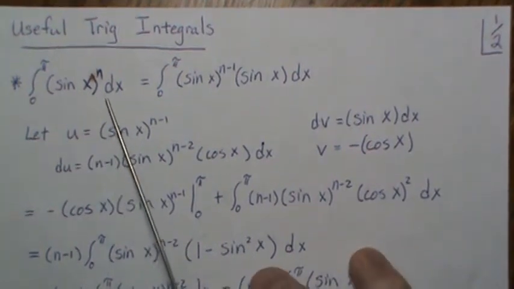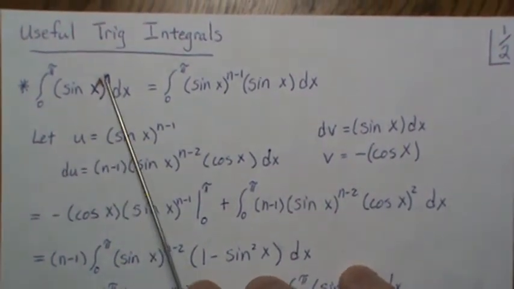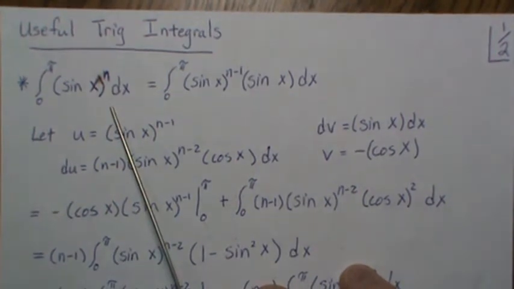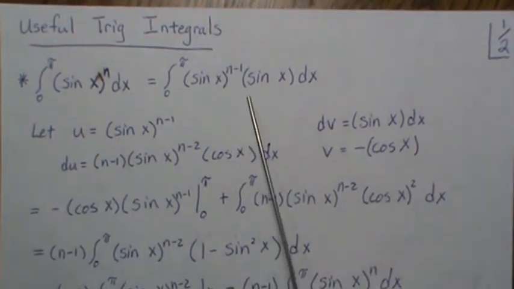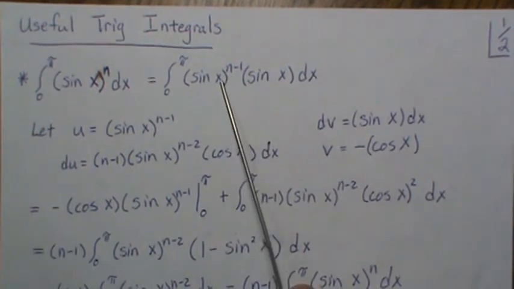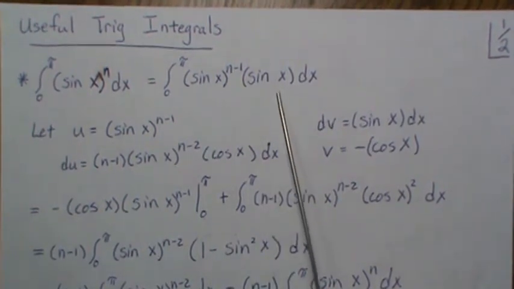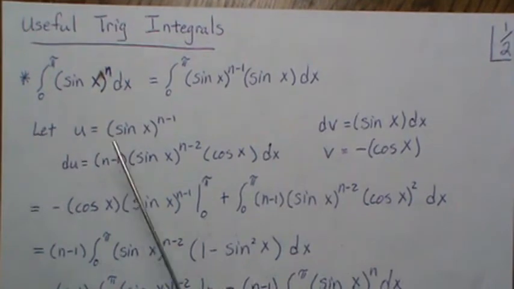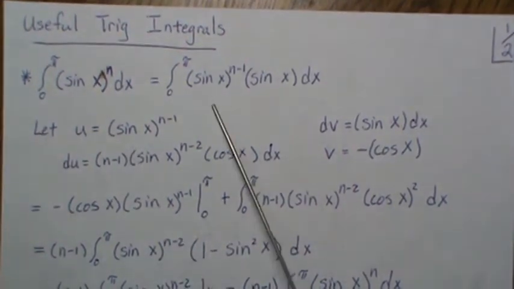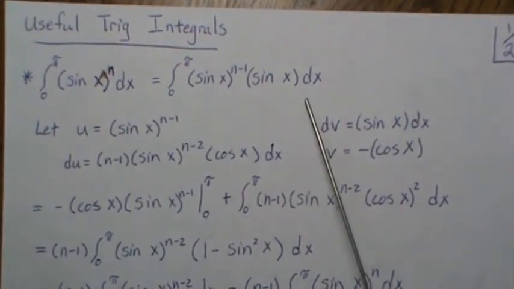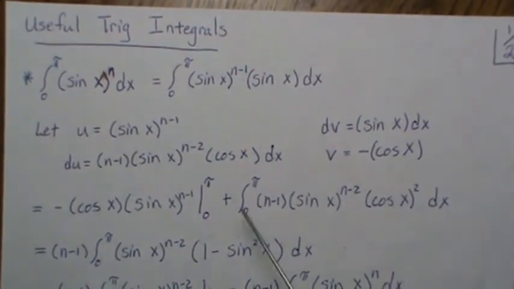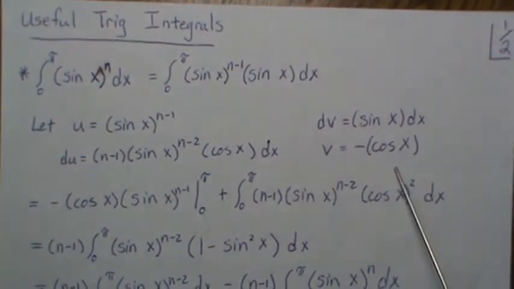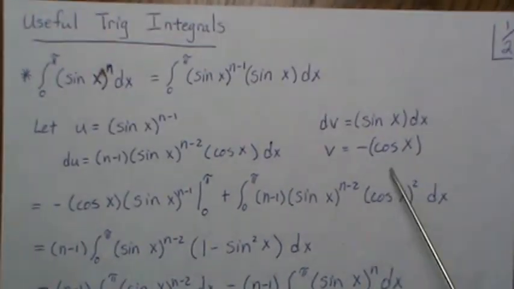So here the integral that we want to evaluate is the sine of x raised to the nth power, and we're going to use integration by parts to do it. So we're going to split this to sine of x to the n minus 1 times sine of x. So this is the same as that. We're going to let u be this piece here, the sine of x raised to n minus 1, and dv be sine of x dx. And then the derivative, and then the anti-derivative.